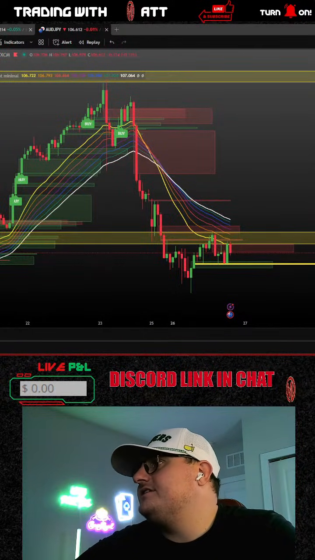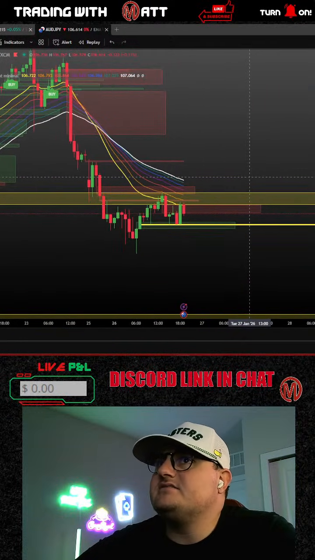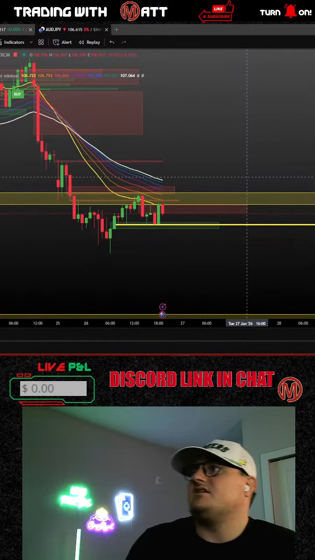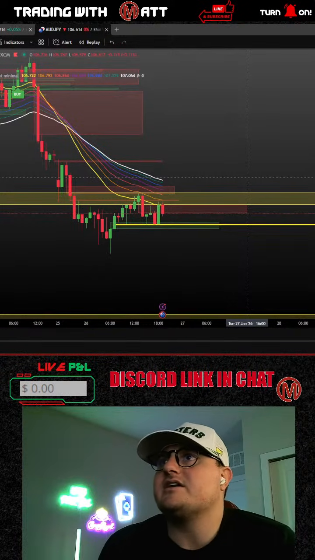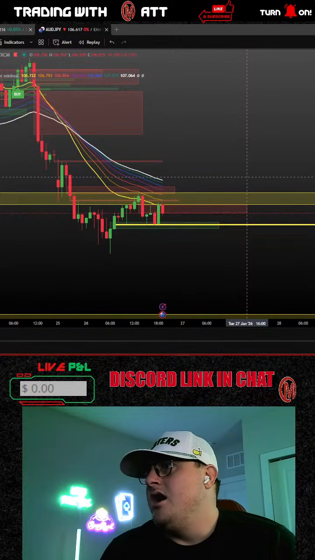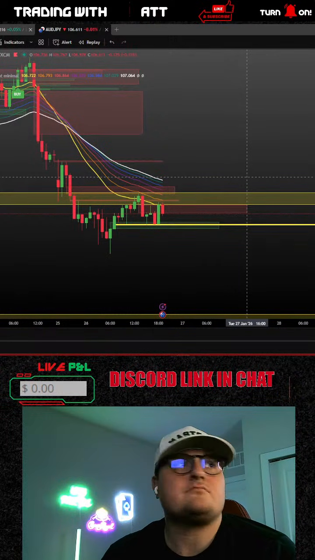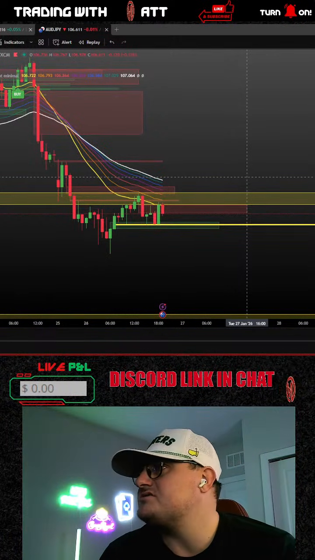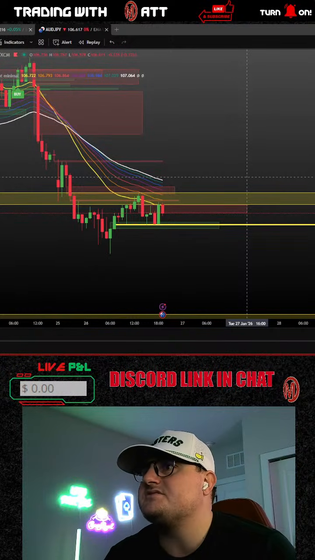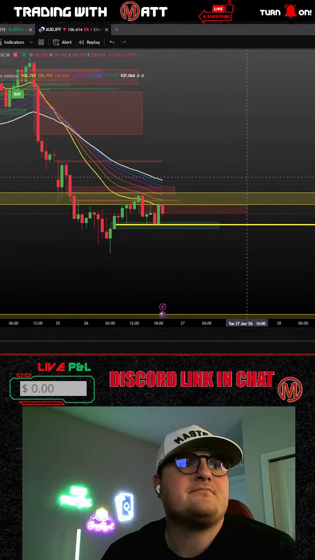We don't have any real signals yet. We're kind of in consolidation right now. We're kind of waiting for a breakout on a lot of these charts. A lot of these charts are sitting right at support or resistance zones, and we're just waiting to see if we can get in with some movement.